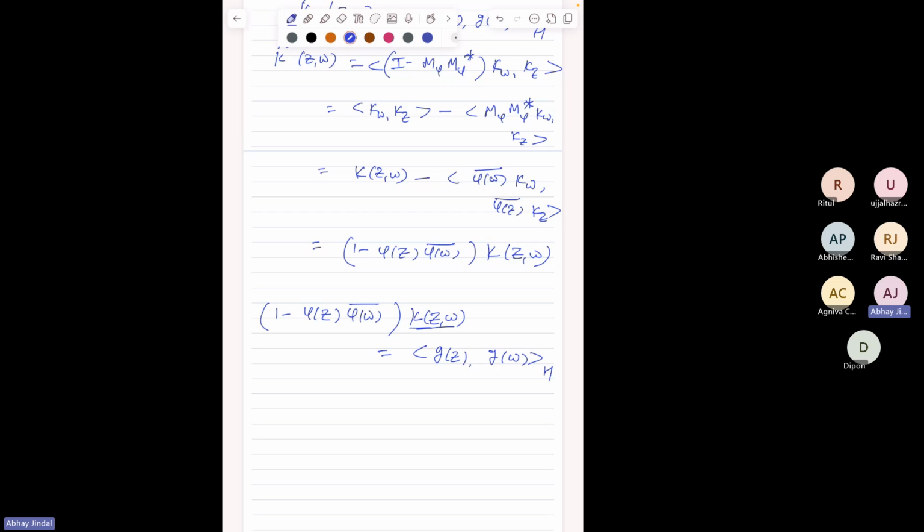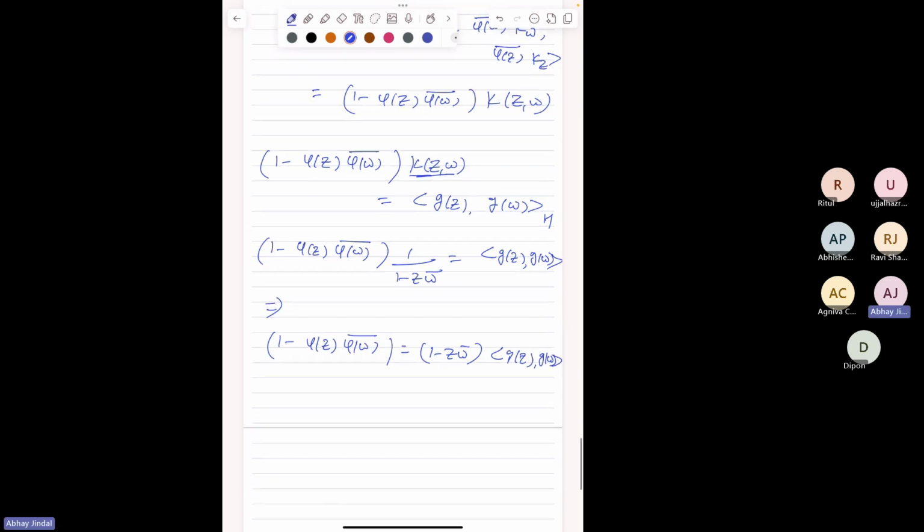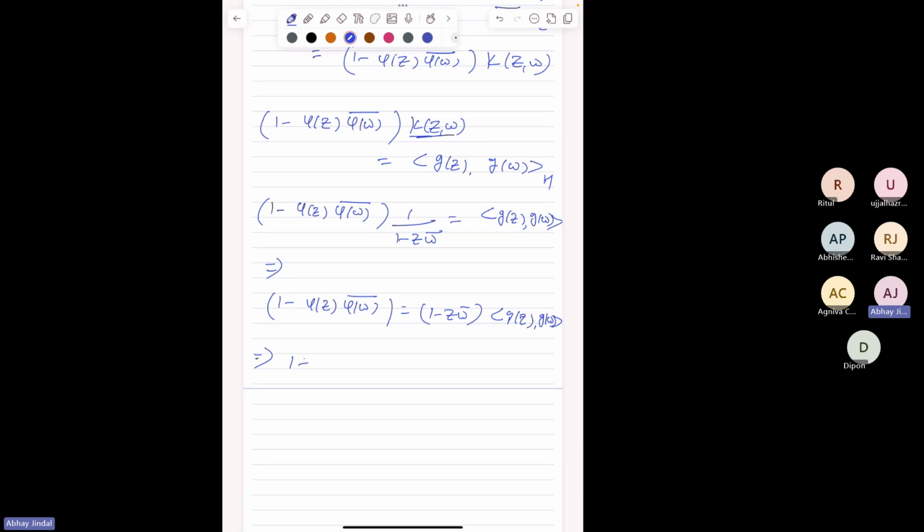Now what is this kernel? We know the formula for the Szegő kernel. So this is 1 minus phi z phi w bar, 1 upon 1 minus z w bar, equal to the inner product of g z with g w. This implies 1 minus phi z phi w bar equals 1 minus z w bar times the inner product of g z with g w. This implies 1 plus z w bar times the inner product of g z with g w is equal to phi z phi w bar plus the inner product of g z with g w in H.